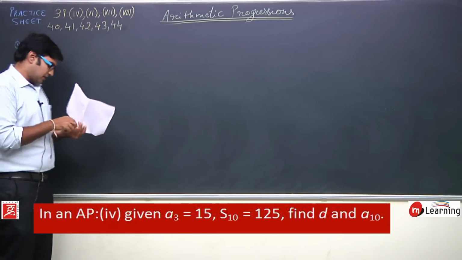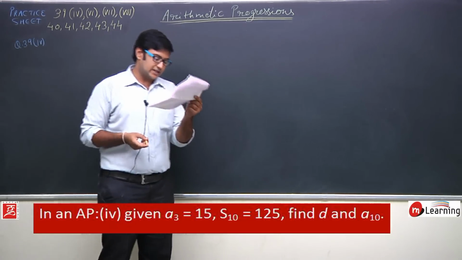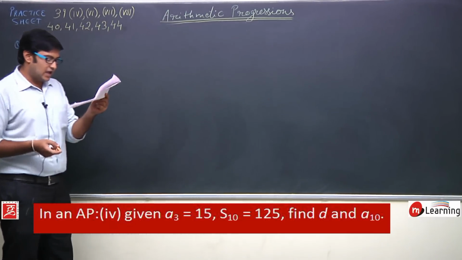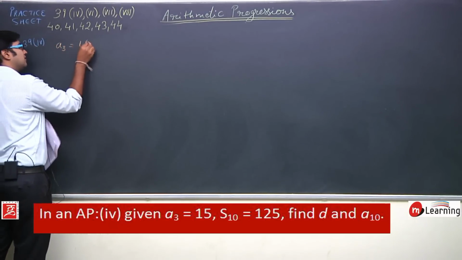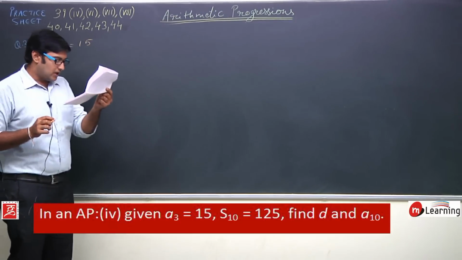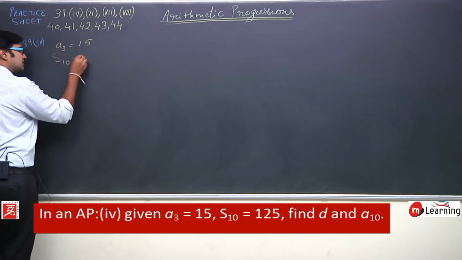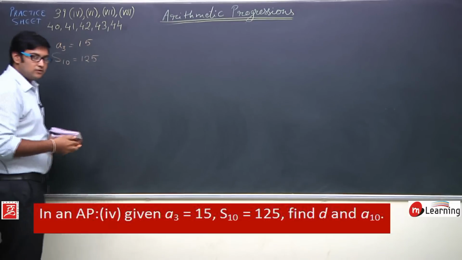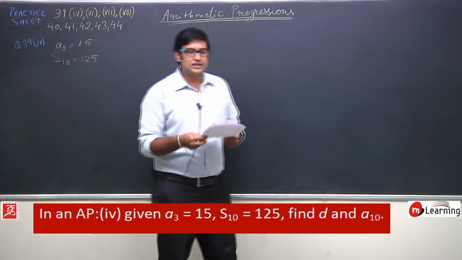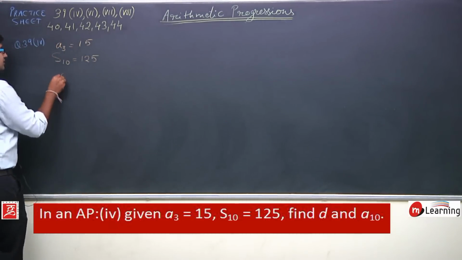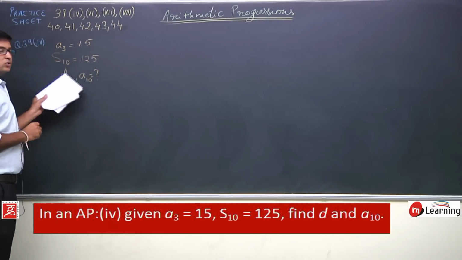Let us discuss the fourth part. In the fourth part, it says given A3 is 15 and S10 is 125, find D and A10. So in some AP you are given A3, and the value of A3 is 15, and then S10 is given as 125. S10 means the sum of the first 10 terms of this AP is 125. Then you need to determine the value of D and A10.